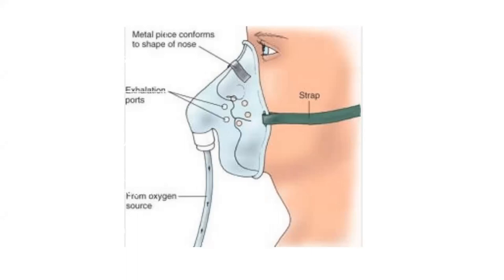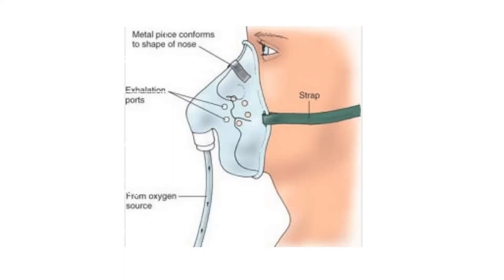The simple face mask can deliver higher flow rates than nasal cannula, and it has the potential to deliver an FiO2 of around 35 to 60%. So remember that, 35 to 60%. That is with flow rates of around 6 to 10 liters per minute. Now, what is this simple face mask?